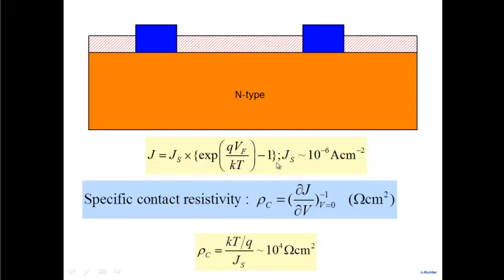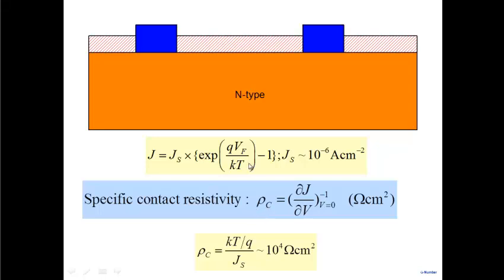And we just calculated a typical value of Js as 10 to the power minus 6 ampere per centimeter square. So now if I calculate the contact resistivity by simply taking a derivative at V equal to 0, we find contact resistivity as 10 to the power 4. So this is a big problem for us. I'm not interested in a Schottky barrier diode. I'm interested in forming a very good contact with very low voltage drop. For that, I require a rho value, a contact resistivity, of 10 to the power minus 6.